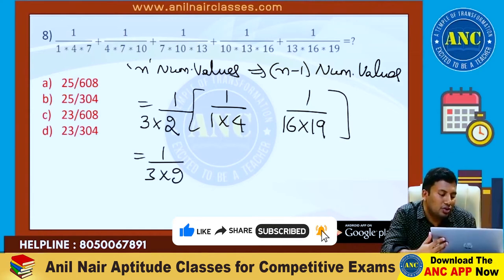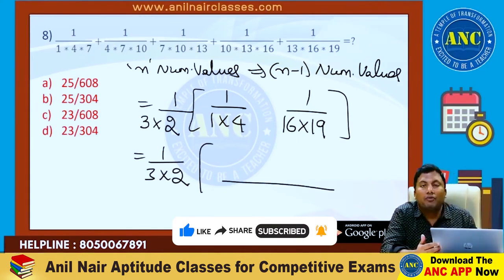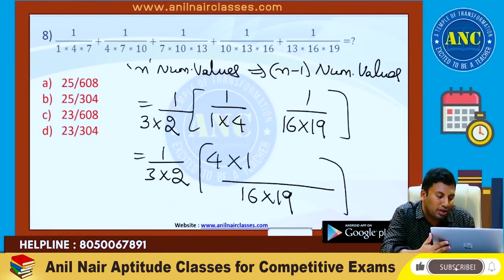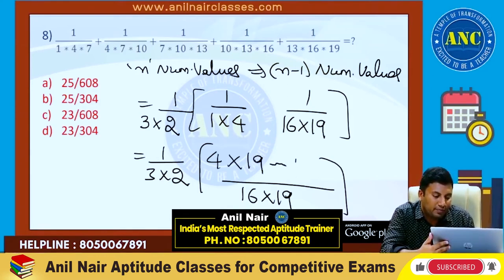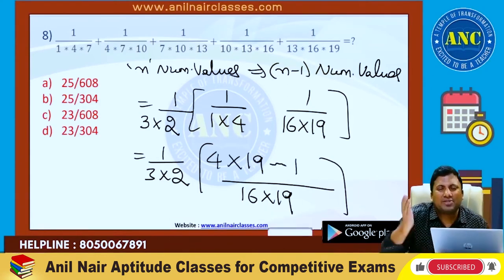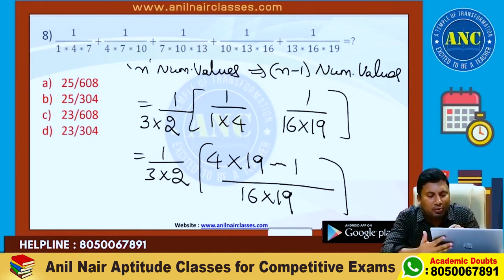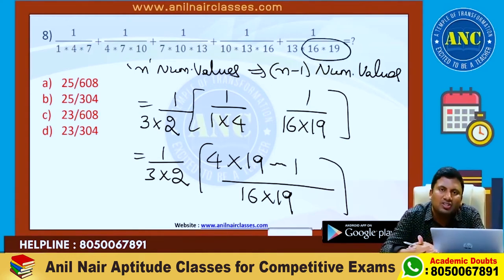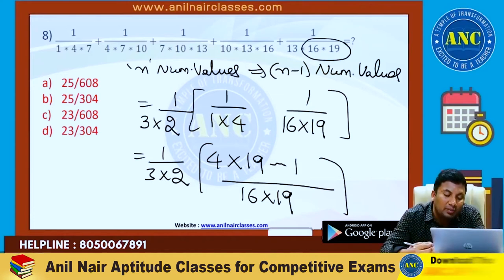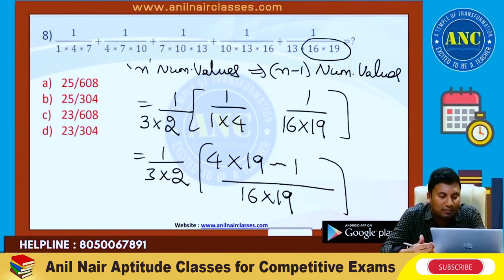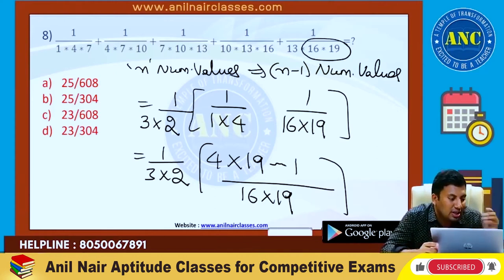So 1/3 × 2. Here you can take LCM. 1, 4, 16, 19. LCM is 16 × 19. This is nothing but 4 × 19 − 1. You will do this calculation. I am saying don't do this calculation. This is where your smartness should come into picture. Three numerical values. What are the last two numerical values? 16 and 19. Answer denominator should be a multiple of 19 or a factor of 16 × 19 or the original number. Denominator should be divisible by 19.